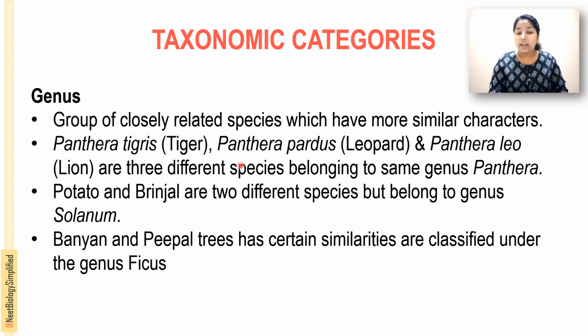They are the three different species that belong to the same genus Panthera. And potato and brinjal are the two different species that belong to the genus Solanum. And banyan and peepal tree have certain similarities and are classified under the genus Ficus.